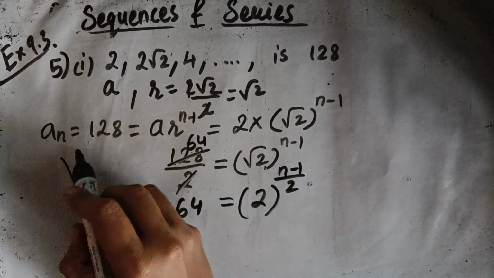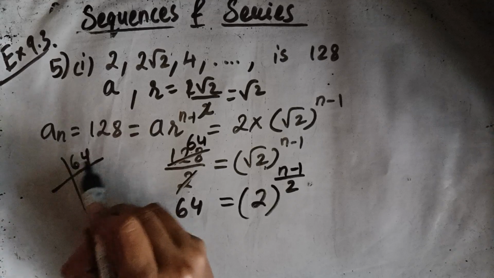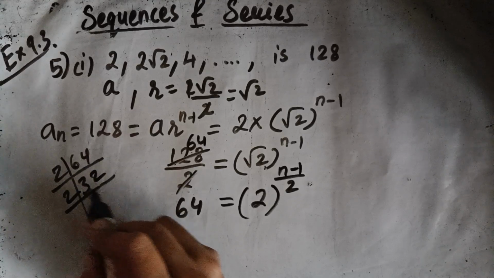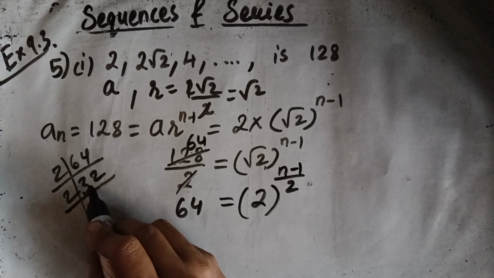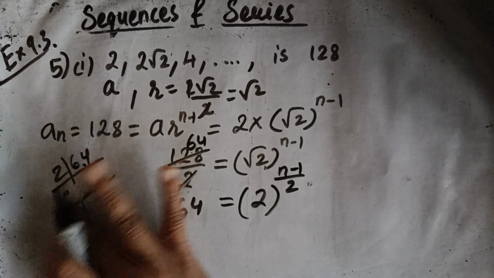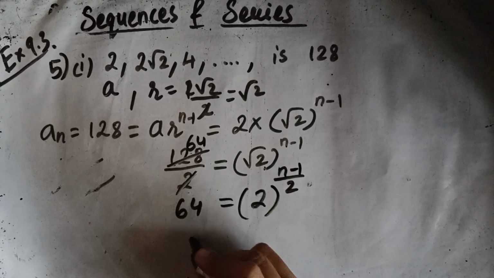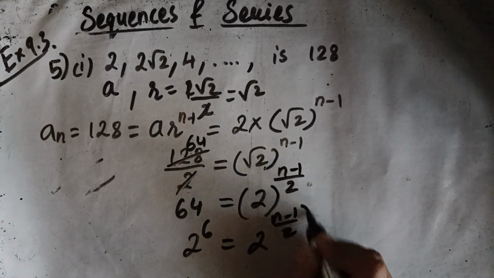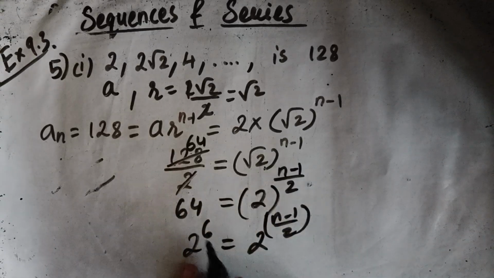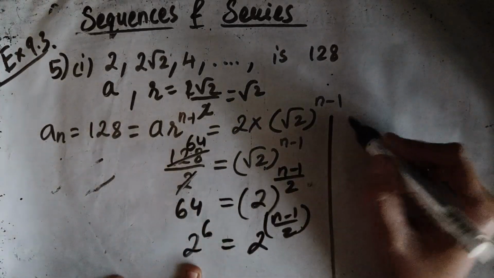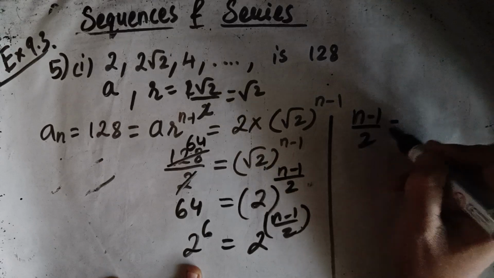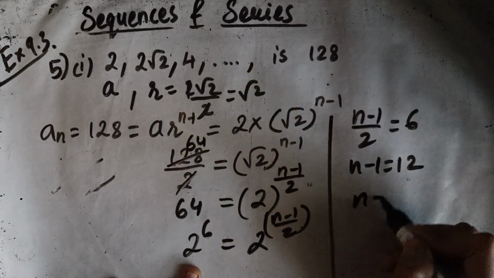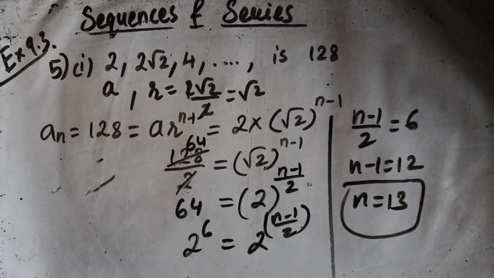So you can find the prime factors of 64. So you'll get 2 raised to 6. 2 raised to 6 equal to 2 raised to n minus 1 by 2. Okay, so we can equate the powers. N is 13.